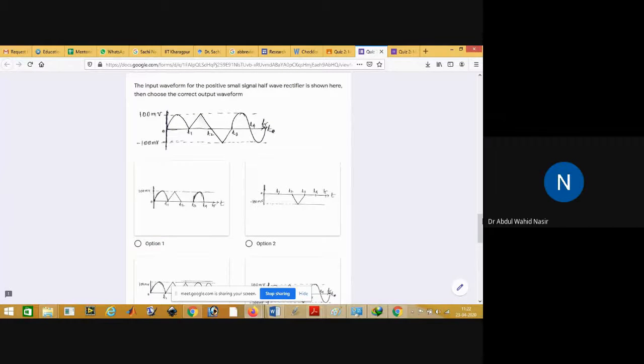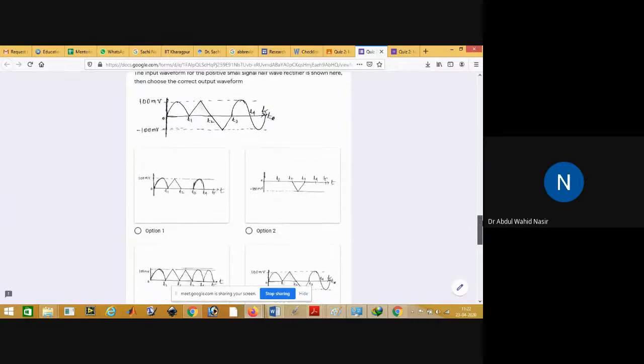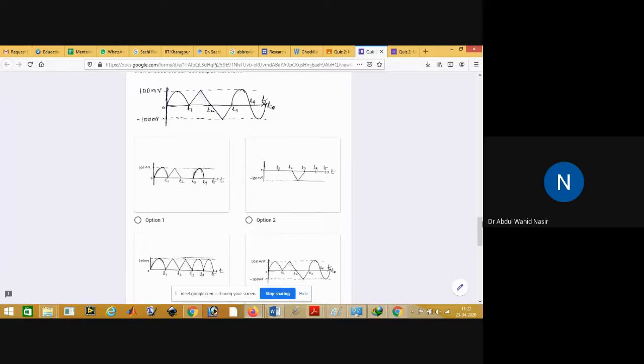Any answer? Option 1, sir. Option 1. So this is the correct option. I will explain a little bit. If you analyze this input signal, from 0 to T1 the diode will be forward biased, and from T1 to T2 again it is forward biased. So overall from 0 to T2 the diode is forward biased, and it will conduct, and the output will follow the same input.